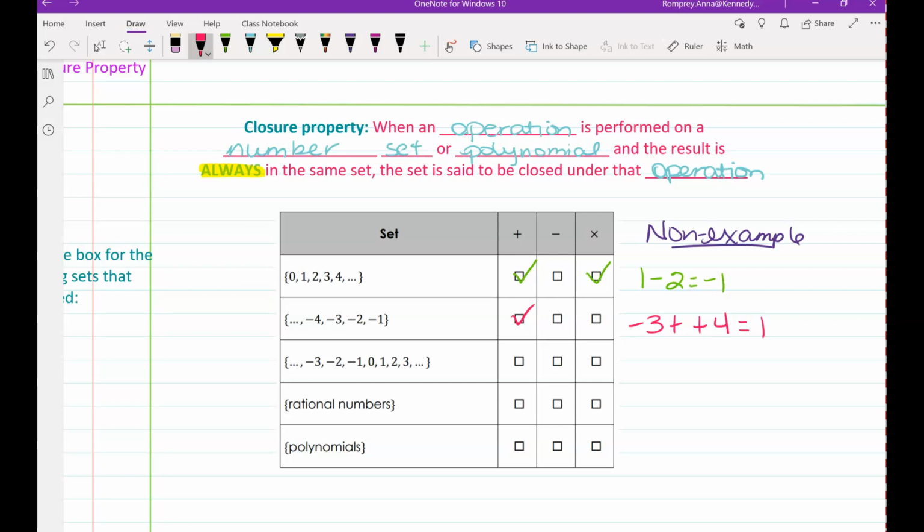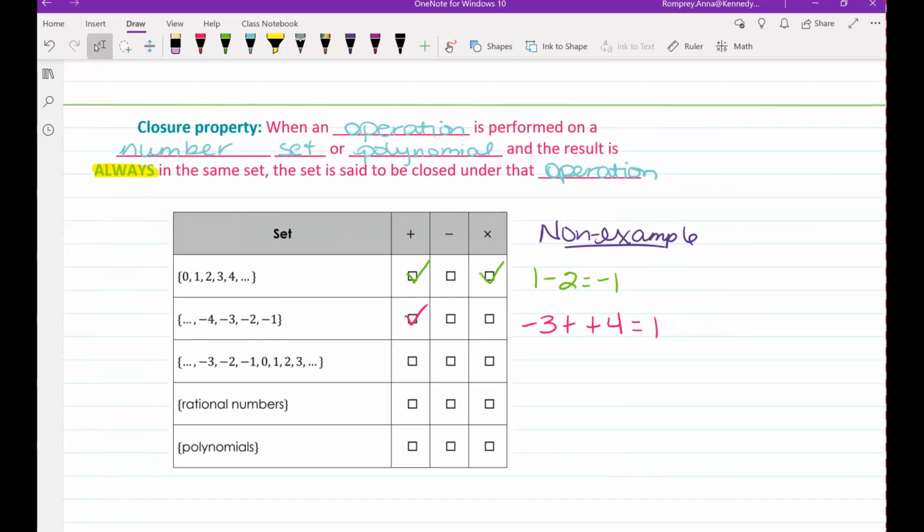All right, how about multiplication? Negative 4 times negative 3, positive 12. So no, this set is also not closed under multiplication. So only under addition will it stay a negative integer.